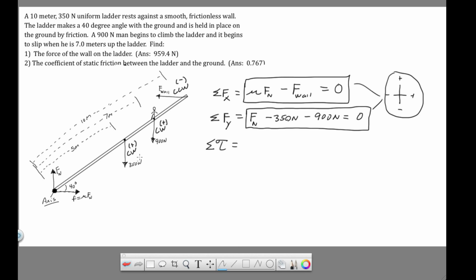All right, so starting with the weight of the ladder, so we'll start with this 350 Newton force. So the torque equation here, in fact, I'm gonna make some more room. Scoot this over.